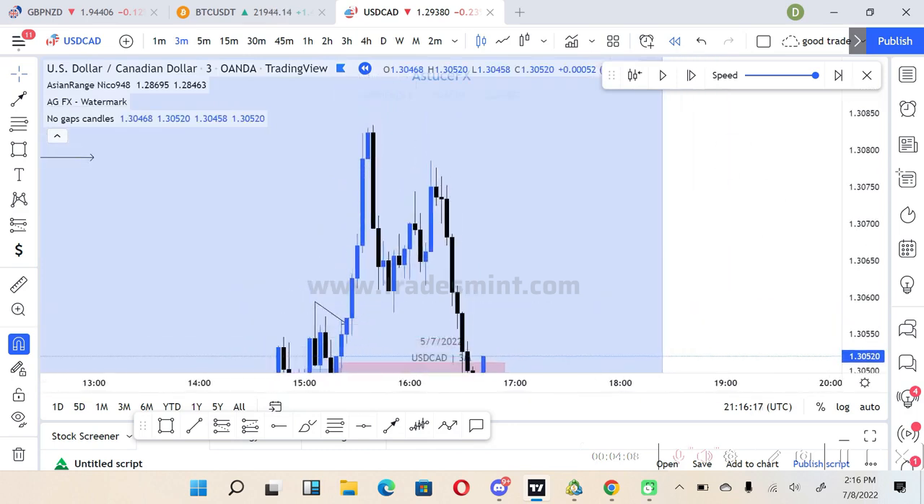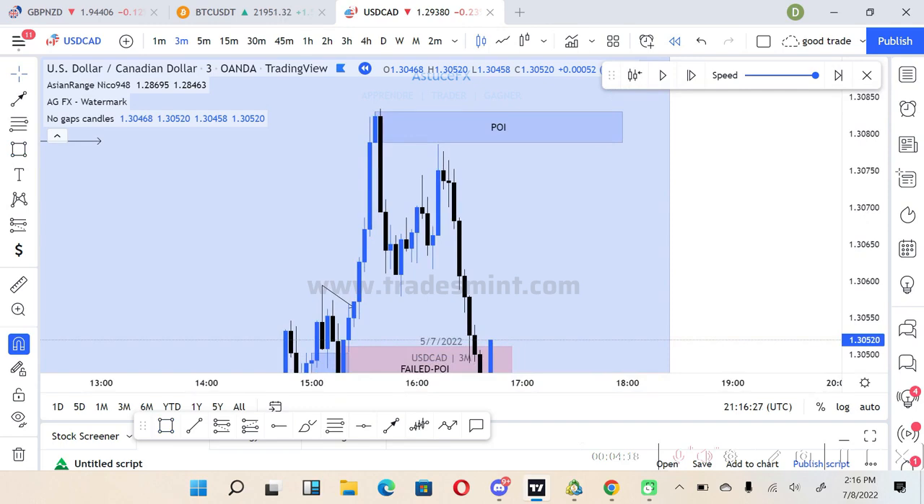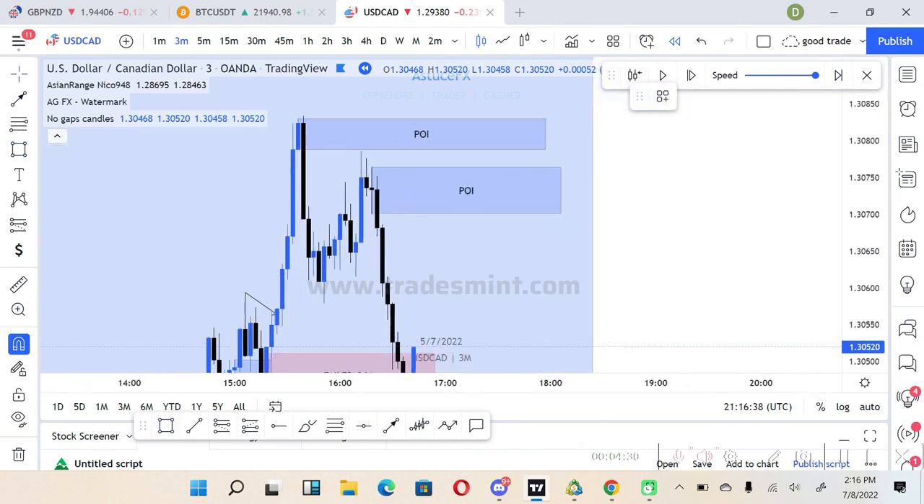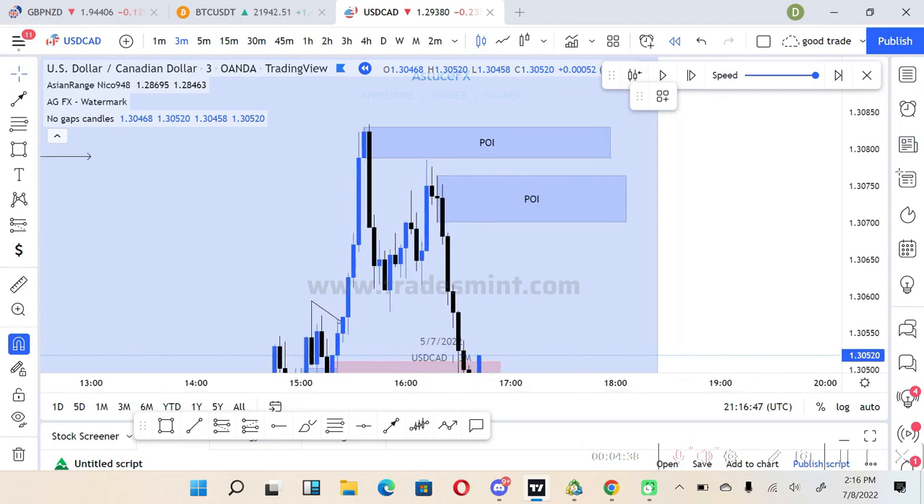Actually, I have two cases. I have this demand zone which is not yet mitigated. I can take the sell from this area, or I can take the sell from another area, might be this, my blue POI. Now if I want to take the sell from this, I have two zones, but which one do I know that the price is going to hold or mitigate?